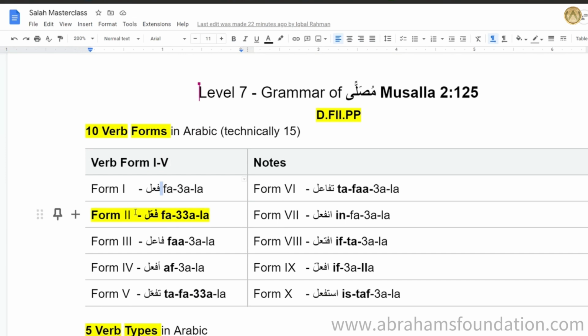Now form 2 is just the middle letter that has a little W on top. So this little W. Instead of fa'ala, it becomes fa''ala. You double the ayn, the middle letter, or whatever the middle is. That's all you have to know. Okay?